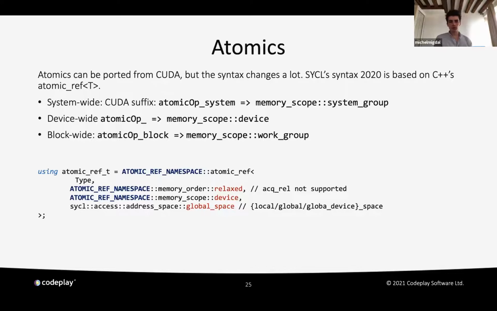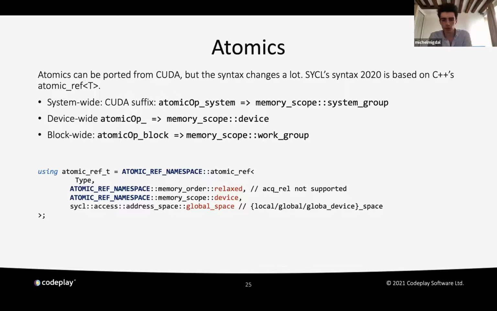I won't spend a lot of time on this, just the mapping of CUDA atomics to SYCL, which is maybe not very well documented. In CUDA you've got 3 types of atomics: system-wide atomics, group atomics, and device atomics. In SYCL 2020, you are able to port them very easily. You just need to change the memory scope.